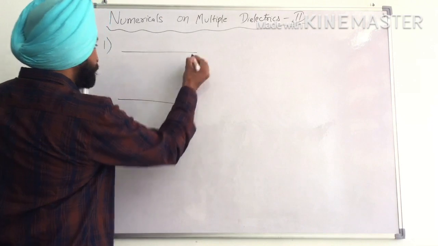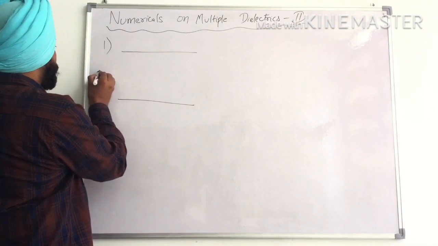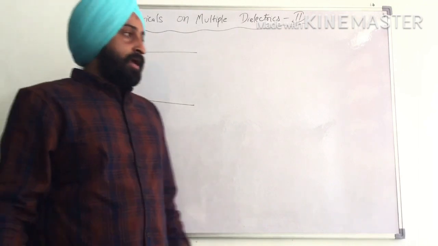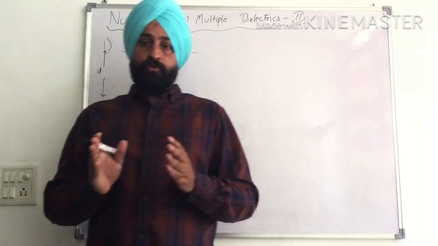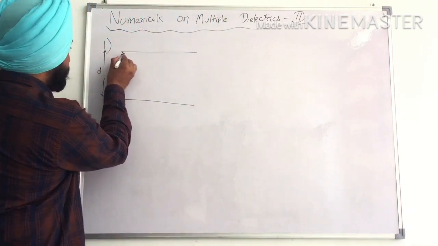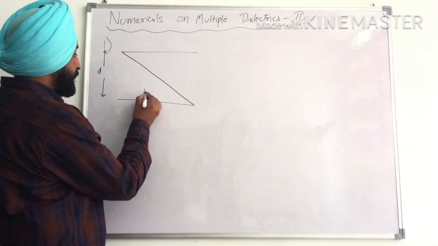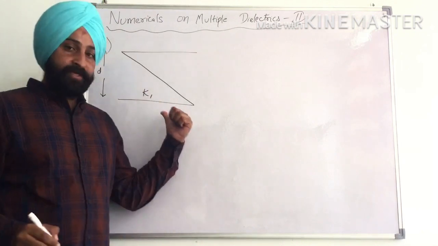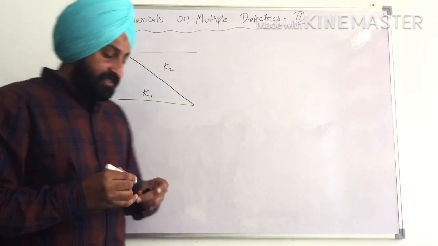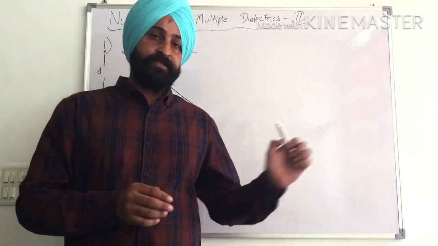Here we are given a parallel plate capacitor whose plate separation is D, and we are given two dielectrics, but they are placed in a diagonal manner. So this is our dielectric of dielectric constant K1, and this is our dielectric of dielectric constant K2. So these are placed in this manner, in a diagonal manner. So we have to calculate the net capacitance of this circuit.